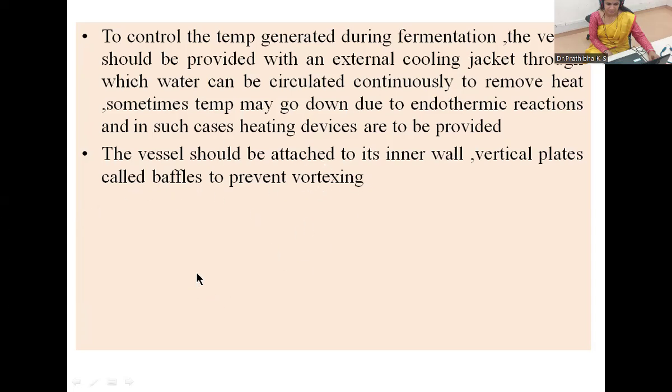So far, we went through the impellers, then sparger, right? Now the next terminology, it is the baffles. We are using baffles in the fermenter vessel. So what is this baffles? It's a device present on the inner wall of the fermenter vessel, to prevent vortexing.